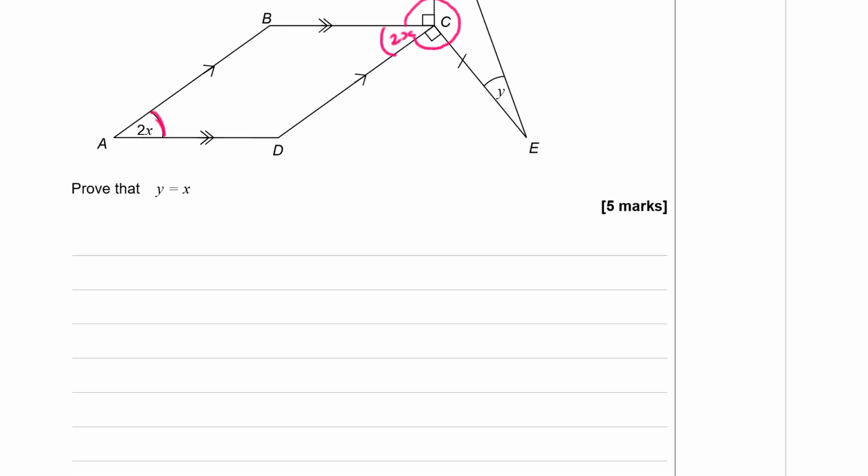So now the angle with the 2x in it, which is angle BAD, is equal to the other opposite angle in the parallelogram, which is angle DCB. Just going to write opposite angles in parallelogram.